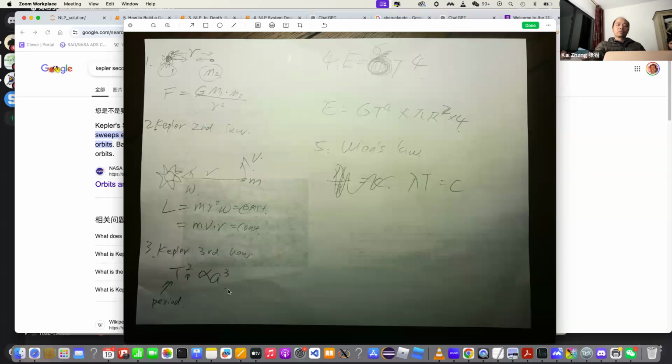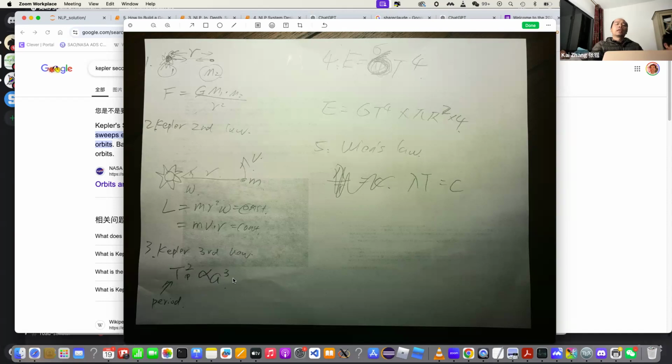We can calculate that from the formula. It should be 8 years. Let's do the math here. First it is a to the power of 3, the cube of a, so a multiplied by a multiplied by a. If a is 4 times bigger, that is 4 times 4 times 4, which equals 64.